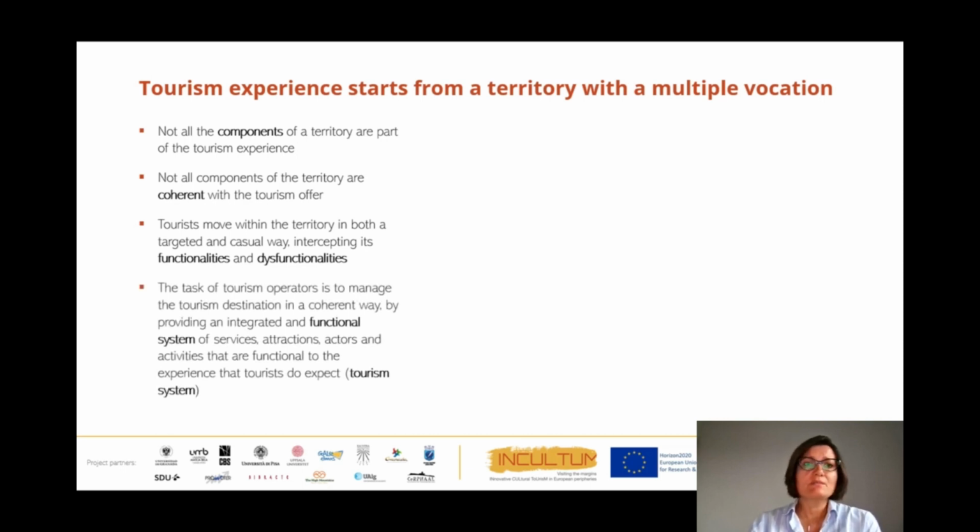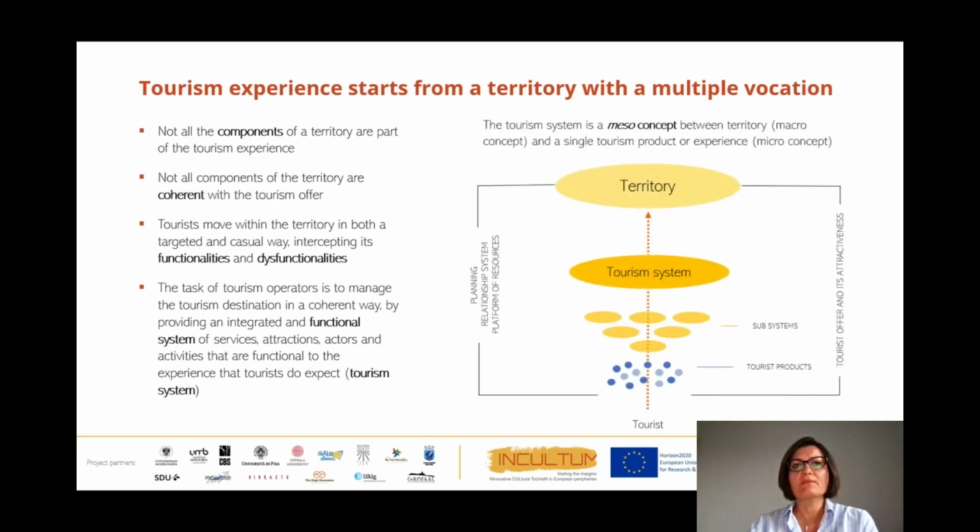So the task of tourism operators is to manage the tourism destination in a coherent way by providing an integrated and functional system of services, attractions, actors and activities that are functional to the experience that tourists do expect. In its entirety, this is the tourism system. The figure on the right side of the slide well represents this stratified perspective in micro, meso and macro context. The single product and the product clusters, the subsystems, are at the micro level. Their sum makes up the local tourism system, the meso level, which in turn can be inserted into the territory, the macro level.